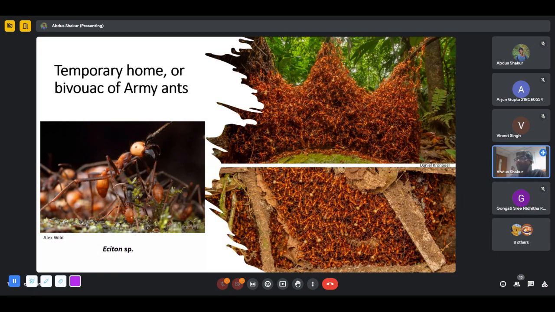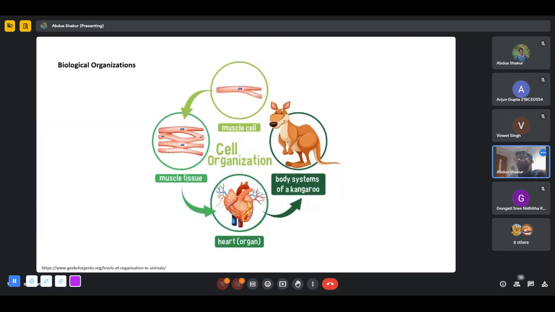So yeah, and then some of the functions the colony together can do can't be done by individual workers. And biological organizations. So this is something which we all are familiar with.